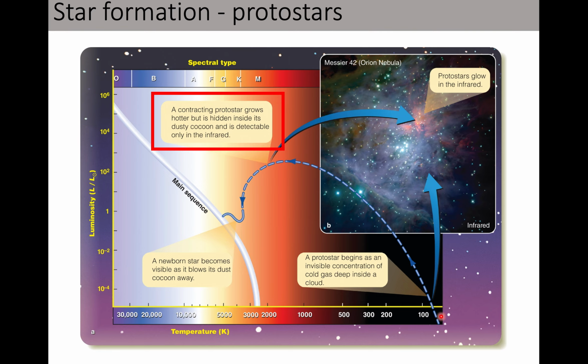So if we start at the beginning, the protostar is nothing. It's invisible. It's in a cold, thick, dense cloud of gas. As the protostar begins to form, it gets warmer. It also starts to emit light, so it has a luminosity. And then our protostar, as it begins to contract, it's growing hotter and hotter, but it is still hidden inside of the ISM. It's only detectable in the infrared wavelengths, the protostar.